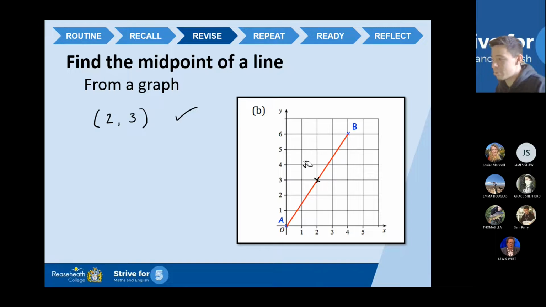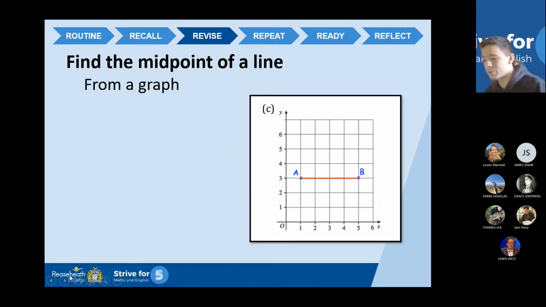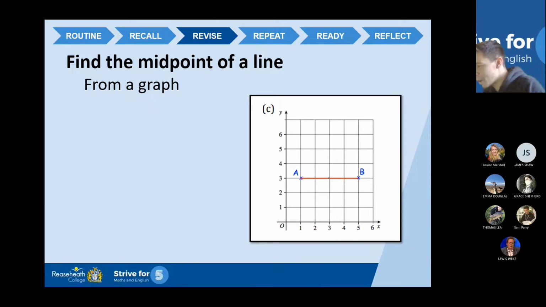Okay, so there's my midpoint. Happy days, 2, 3. Next one, let's have a look at this one. Oh, this one's probably the nicest one of the bunch. Okay, I can see bang on. There's my midpoint right there. No messing around with that one. And then once again, go across and then go up. So 3 across and then 3 up.